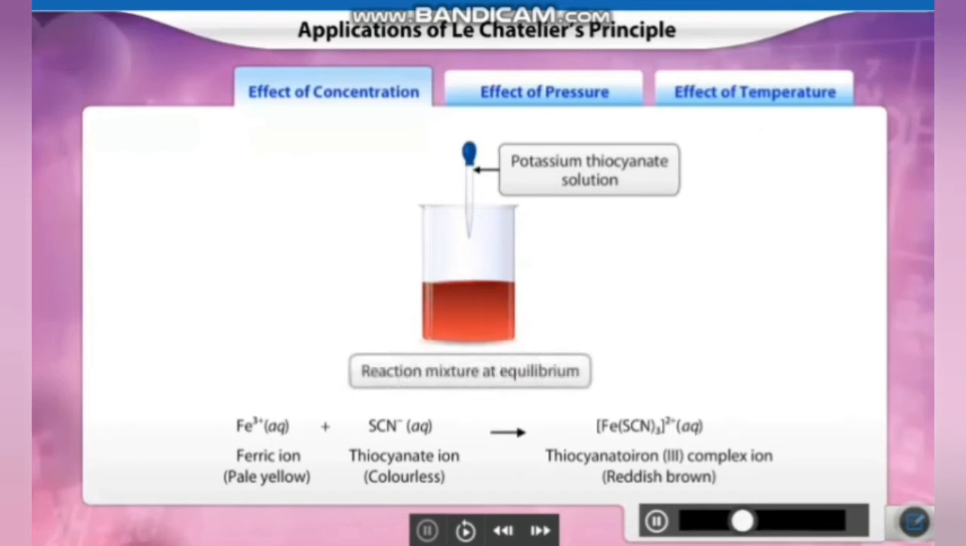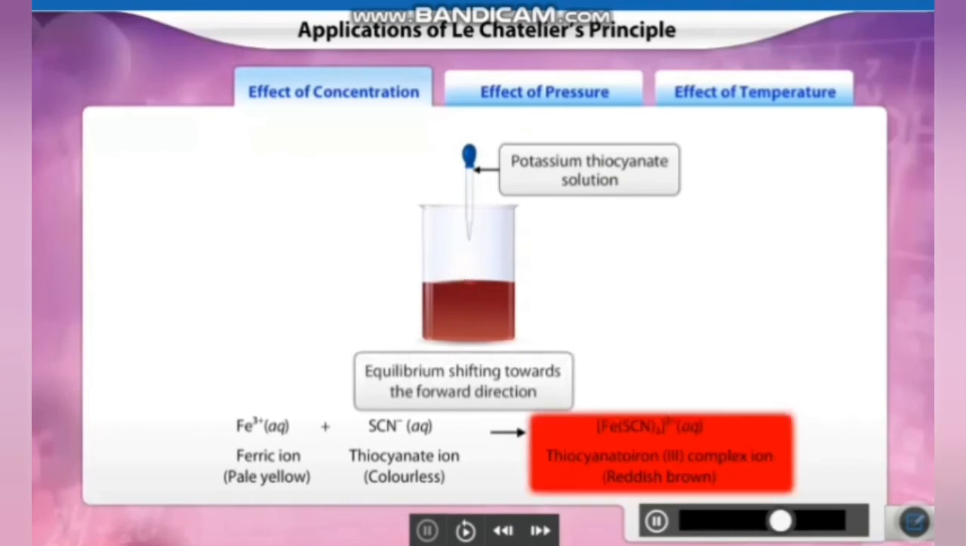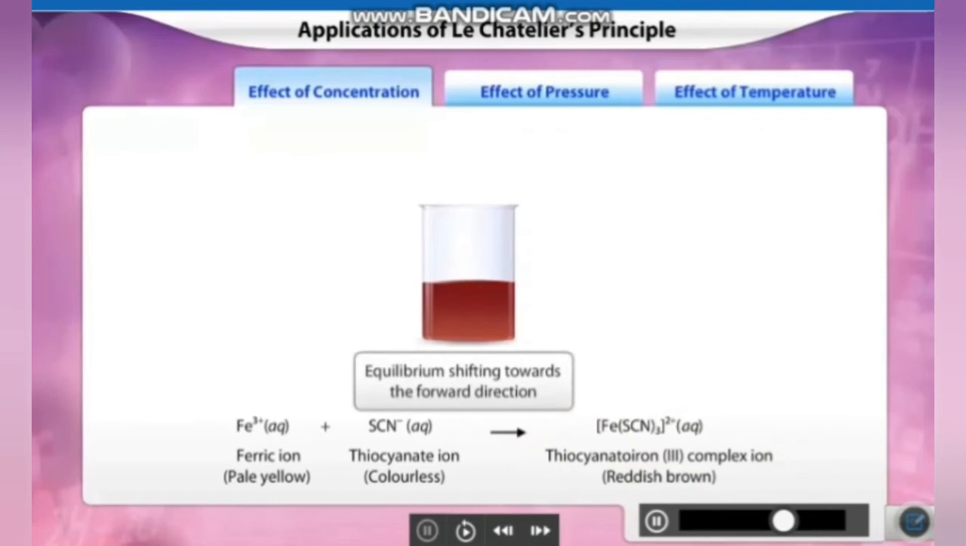Now, the equilibrium can be shifted to any direction depending on whether the reactant or the products are formed. Now, at this point of equilibrium, if the concentration of thiocyanate ion is increased by adding the reactant potassium thiocyanate, then you can see drops of potassium thiocyanate being added into the solution again to increase its concentration. The equilibrium will shift towards the forward direction, giving more thiocyanate 3 complex ion. That is evident with the darkening of the color of the reaction mixture.